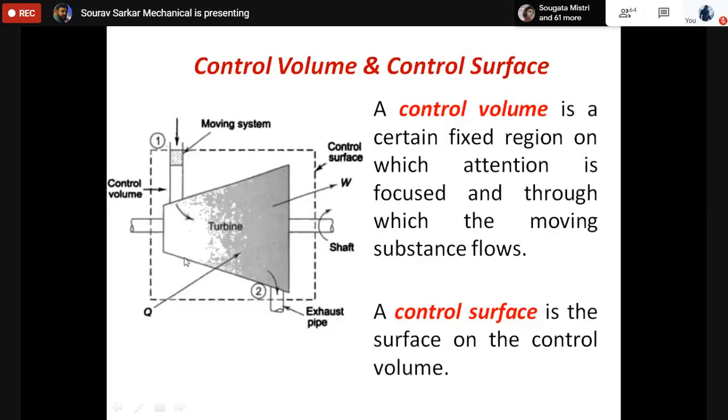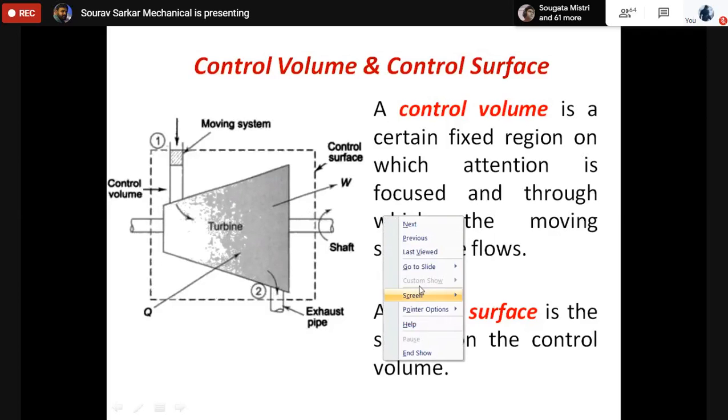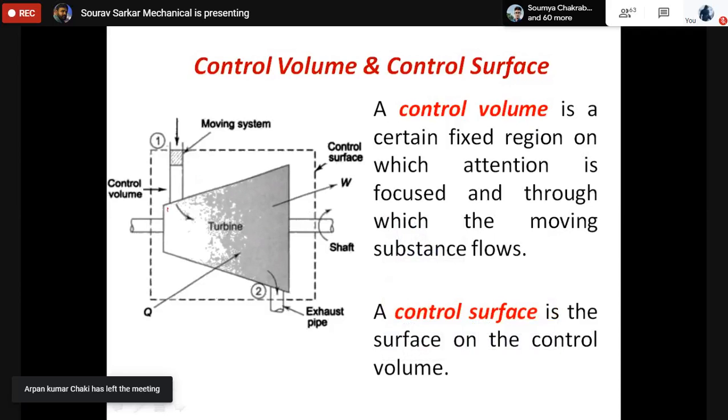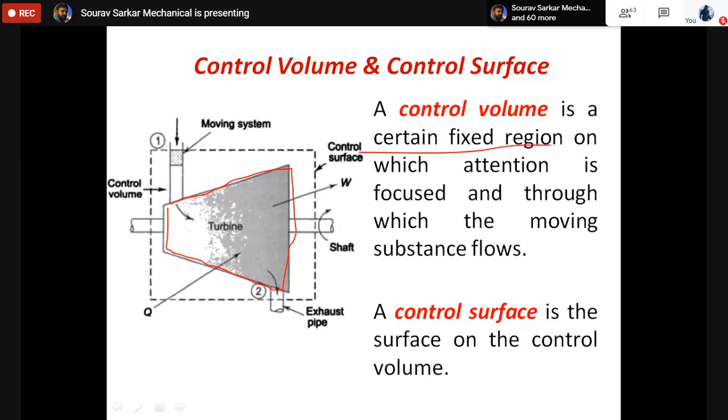Suppose this is a turbine. So if I show you through a pointer, if this is a turbine, I told you what a control volume is. Control volume is basically a fixed region in space which is focused on, and in which some mass can enter and the mass can leave the system. So basically it is not a fixed mass system.